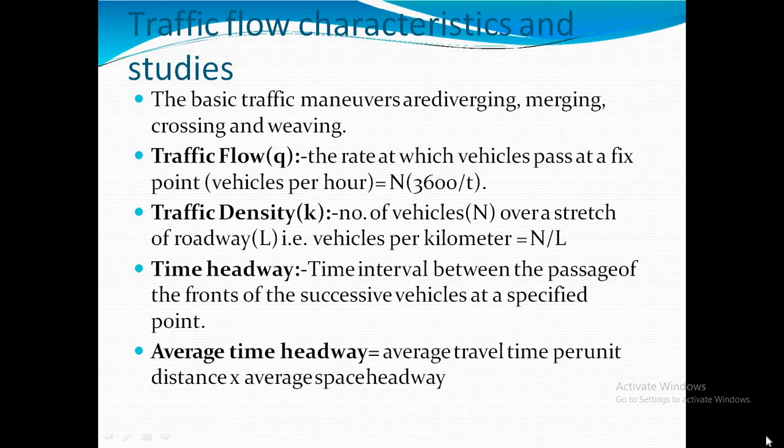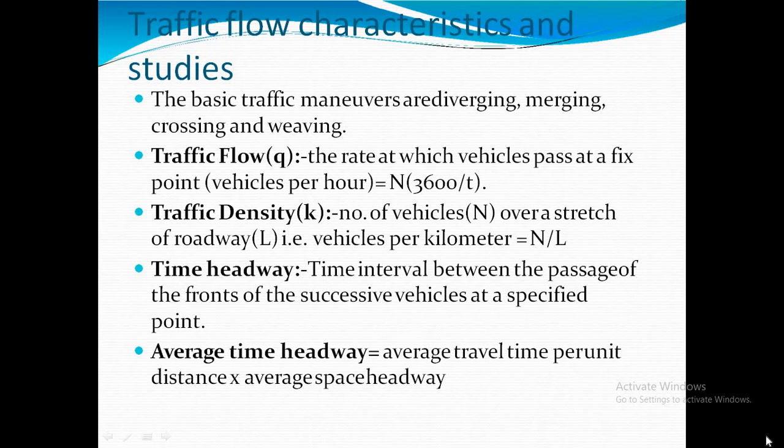The general traffic flow is the rate at which vehicles pass a fixed point, that is vehicles per hour. So N times 3600 upon T, that is the traffic flow Q. And traffic density, that is K, is the number of vehicles over a stretch of roadway, vehicles per kilometer, equals N by L, we know very well.